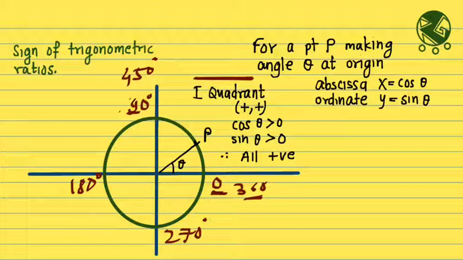Why? Because 400 degrees is between 360 and 450. That means it is going to lie in the first quadrant, and as we know, in the first quadrant, cos and sin both are positive.